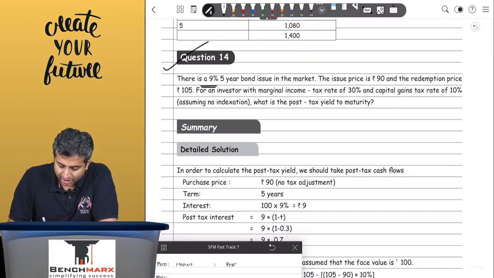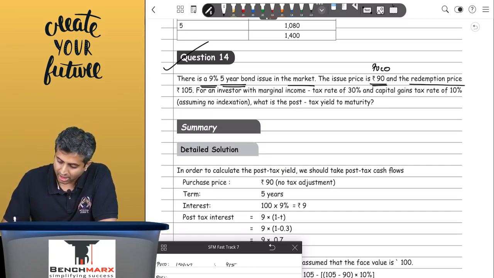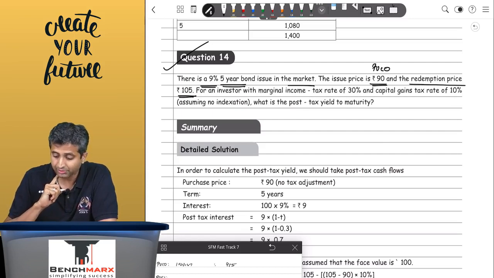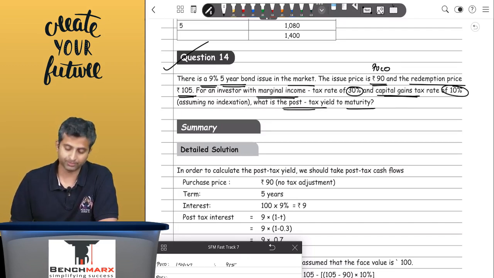Now there is a 9% 5-year bond issue in the market. The issue price is 90, so this is your PVCO, present value of cash outflow. You will have to spend 90, and the redemption price is 105. So there is possibly a capital appreciation of 15, 105 minus 90. For an investor with a marginal income tax rate of 30% and a capital gains tax rate of 10%, assuming no indexation, what is the post-tax yield to maturity?